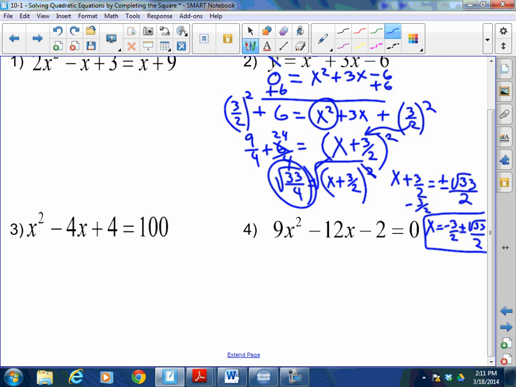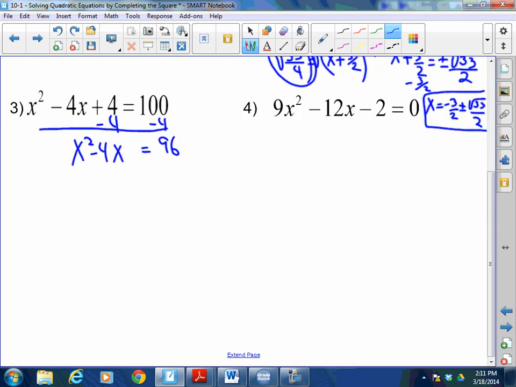In this case, I do not have an a that is greater than 1, so I don't have to divide anything. I am going to get the x squared and the x alone, though. So I got x squared minus 4x equals 96. My b over 2 is going to be negative 2 here in this case. So I'm going to go minus 2 squared, which I have to add to both sides.